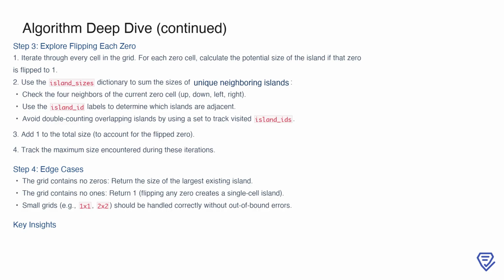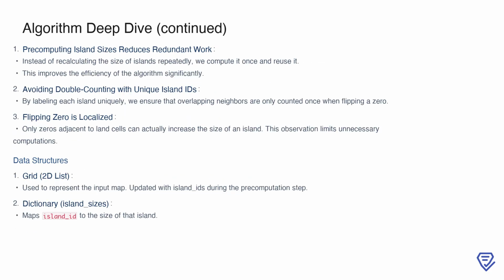During this process, we continuously update a variable to keep track of the maximum size encountered. We also account for special cases, such as when the grid contains no zeros, in which case the largest existing island size is returned, or when the grid contains no ones, where flipping any 0 creates a single-cell island. Small grids are handled carefully to avoid out-of-bound errors during neighbor checks. Pre-computing island sizes plays a critical role in optimizing the algorithm's efficiency. Instead of recalculating the size of islands repeatedly during the 0 flipping step, we compute these sizes once and simply reuse the results.